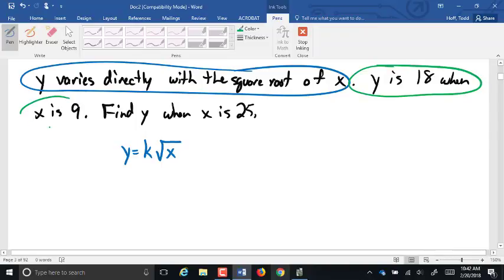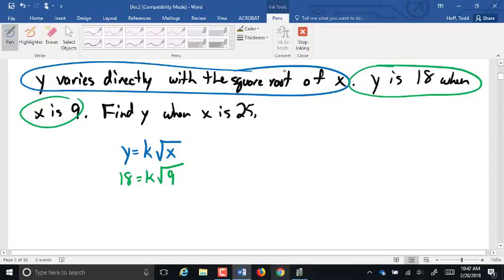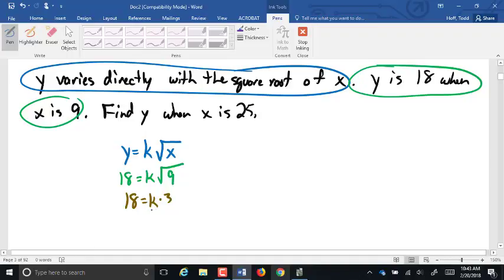We still have that initial condition. Y is 18 when x is 9, so we put them in. Y equals 18 equals k times the square root of 9. Now there's just an extra step here that we have to solve. What's the square root of 9? 3. Of course, it could also be -3, but we're going to just go with the positive for now. And now we can solve for k by dividing by 3. 6 equals k.